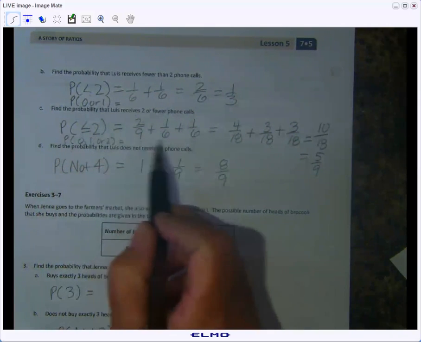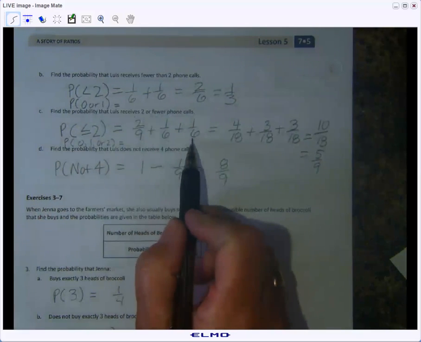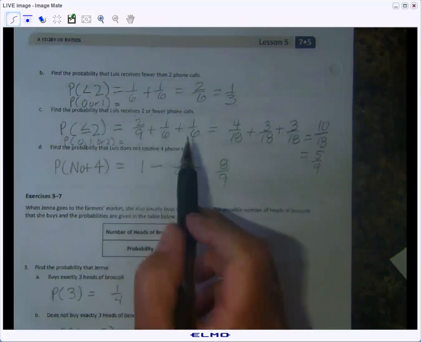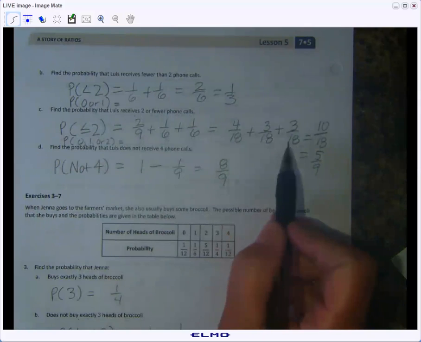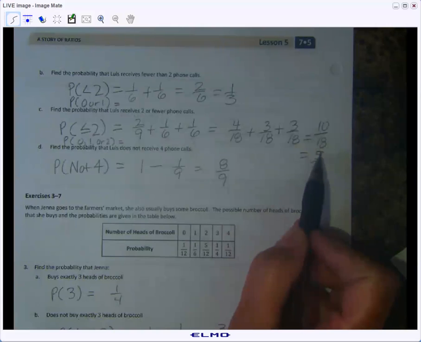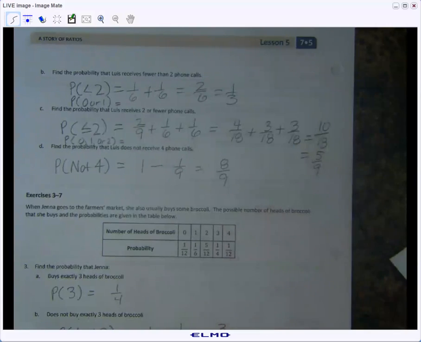Okay, and then you would add the 3 probabilities from the table. And again, you have to convert to fractions with a common denominator, add them up, and then reduce to lowest terms, which is 5/9. Okay, find the probability that Lewis does not receive 4 phone calls.